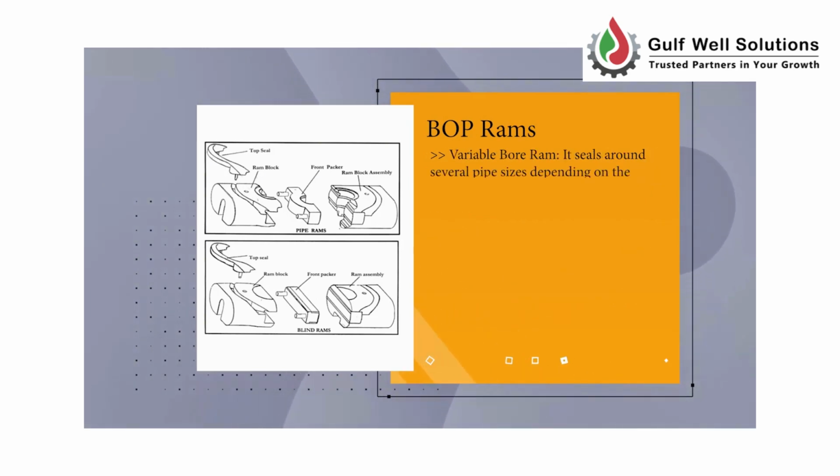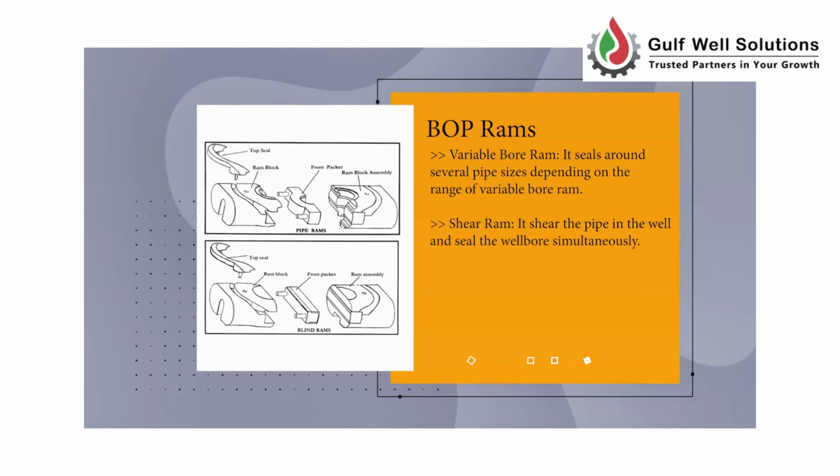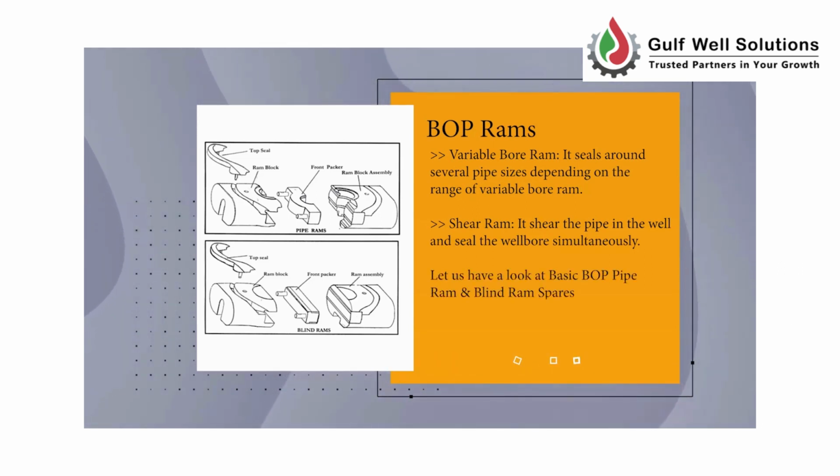Variable bore ram. It seals around several pipe sizes depending on the range of the variable bore ram. Shear ram. It shears the pipe in the well and seals the wellbore simultaneously. Let us have a look at basic BOP pipe ram and blind ram spares.